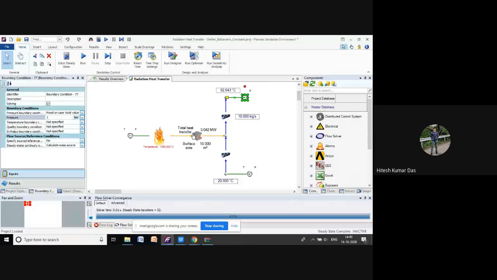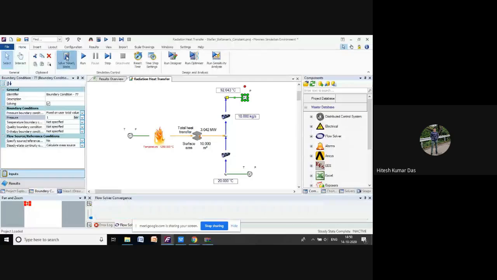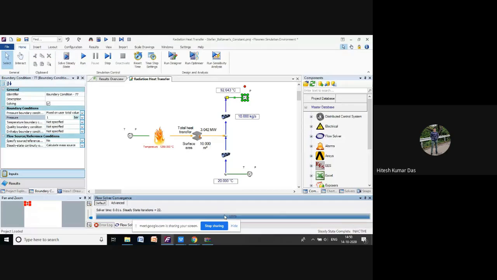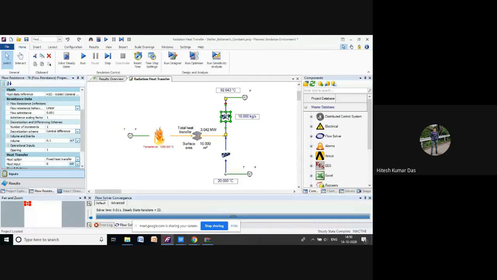Next we will see how much heat transfer is happening by clicking on solve steady state, and see how the network is solving in steady state. As I already told you, you have to click on this button. After clicking on it, you can see 100%, meaning solver convergence is 100%. It took 22 iterations to solve this network, and the solver time is very small, 0.01 second. And here you can see the mass flow through this network, 10 kilojoule per second.